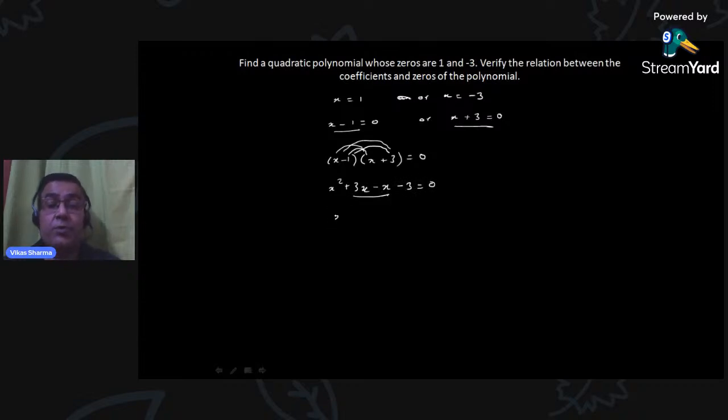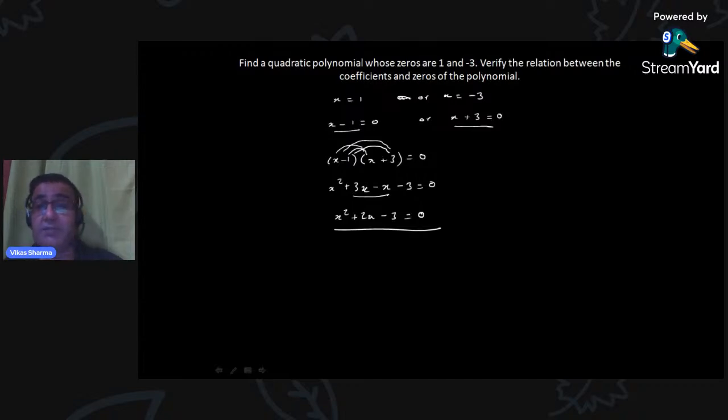Simplify these two, we get x square plus 2x minus 3 is equal to 0. So this is the polynomial that we have. The zeros were given, and we have found out what the polynomial is. So this is how you have to do it. We are going very quickly now.